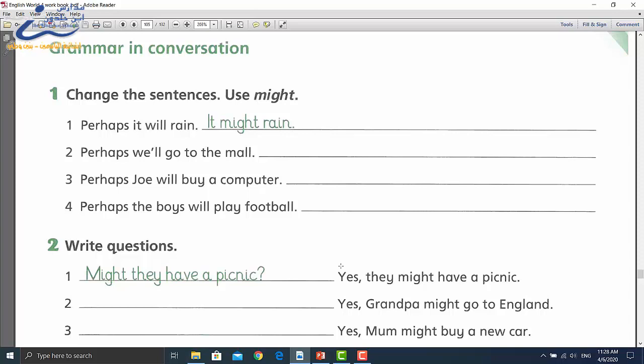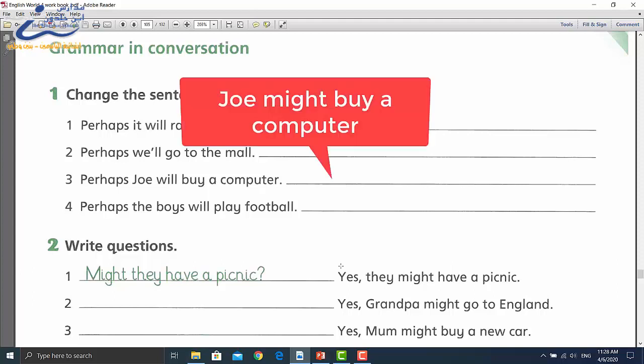We had homework on exercise number 1, 2, and 3. Let's start with exercise number 1, number 3. Perhaps Joe will buy a computer. Use might. When do we use might? Yes, to talk about uncertain action. When you are not sure of something, we use might. So, might replaces perhaps and will. The right answer will be Joe might buy a computer.